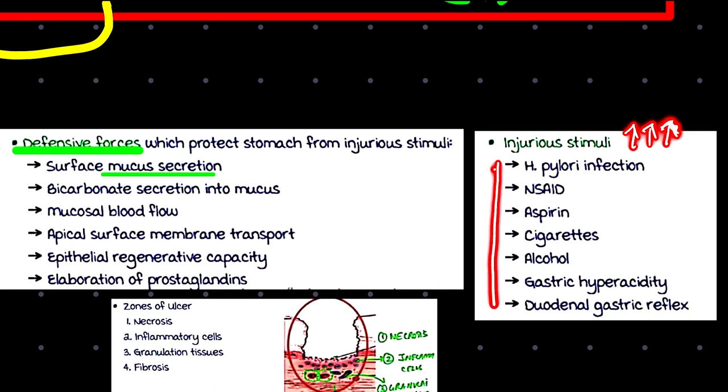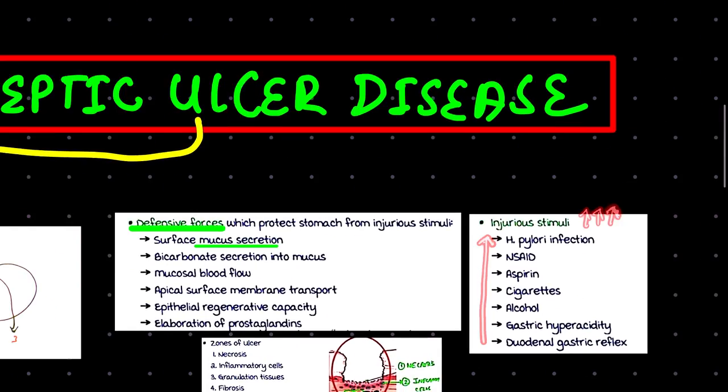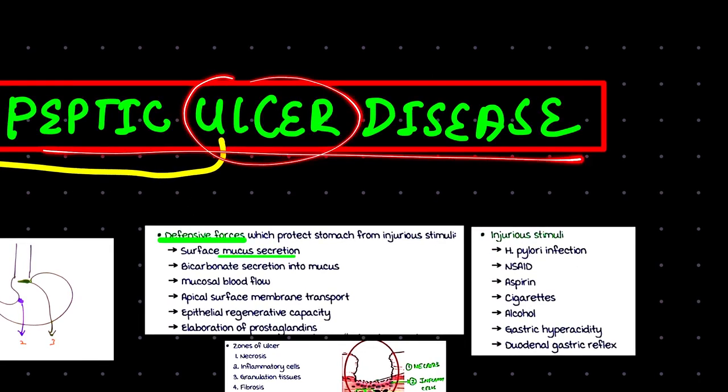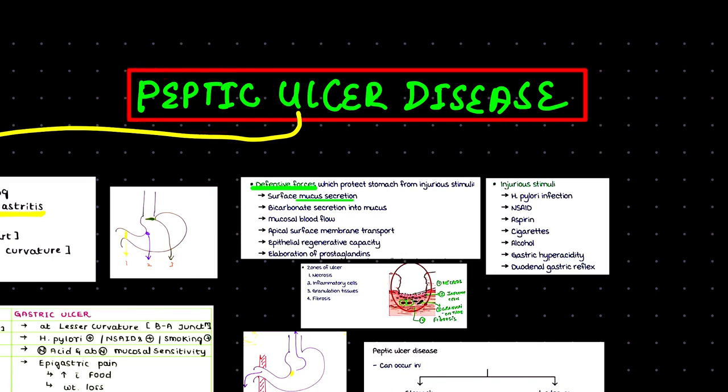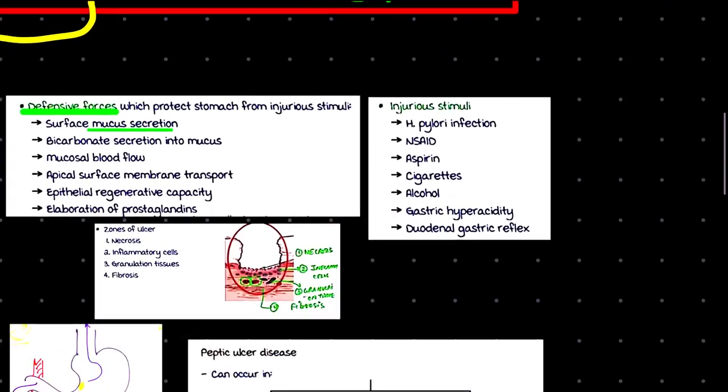These will cause what? This will cause injury to our stomach, and that will lead to what? Damage to the mucosal lining, and that is what we are saying, what? Ulcer, right? Peptic ulcer disease. Now, why the name peptic? We'll come into that also.